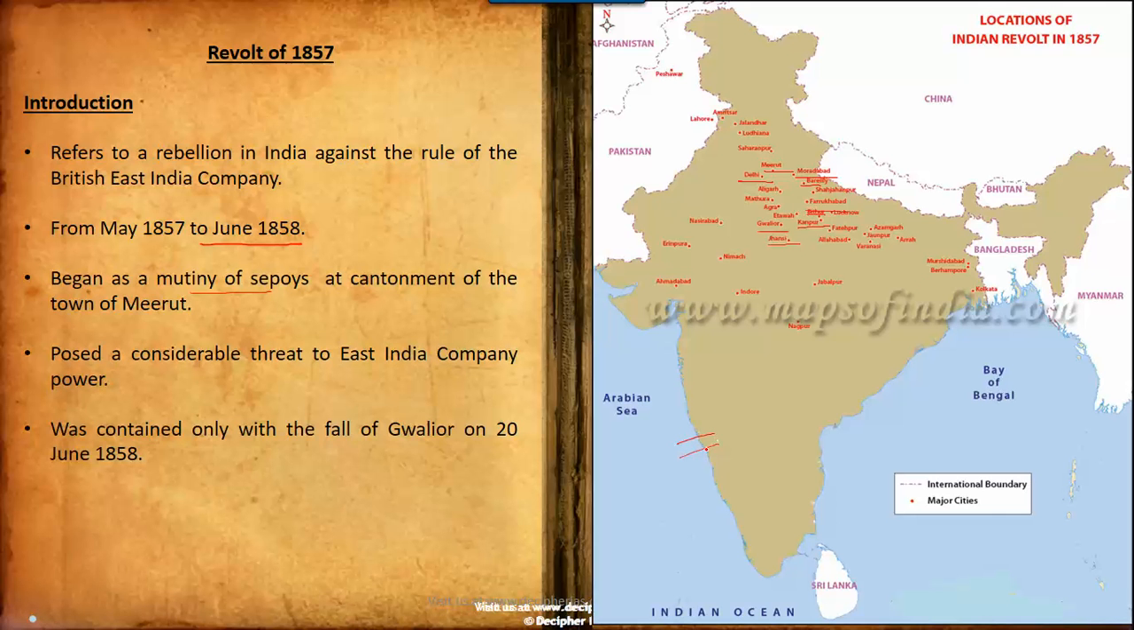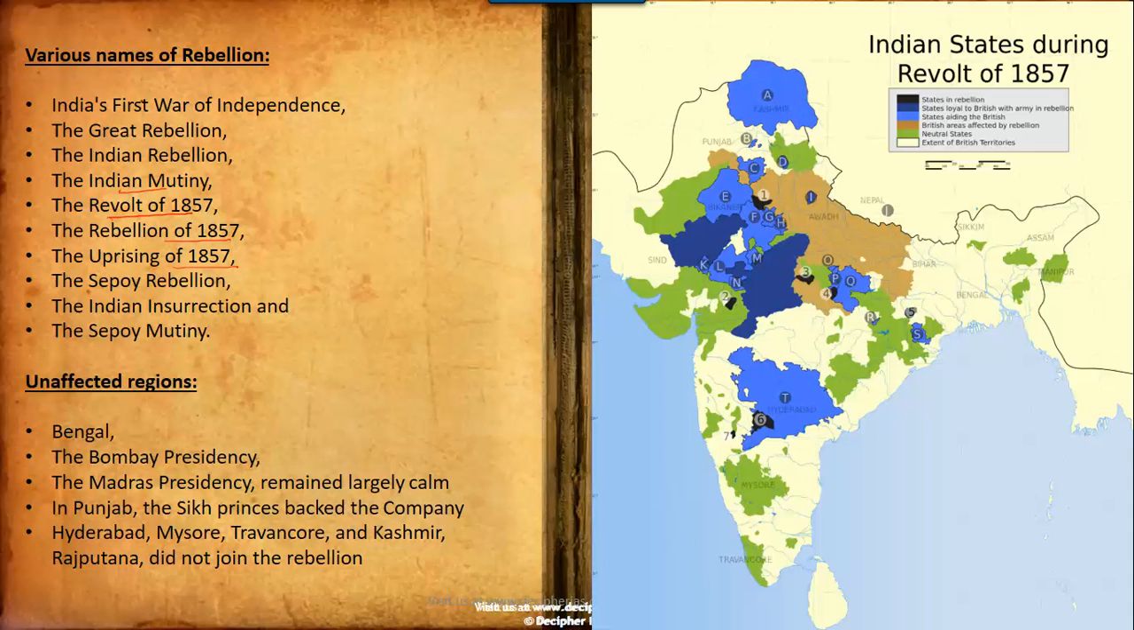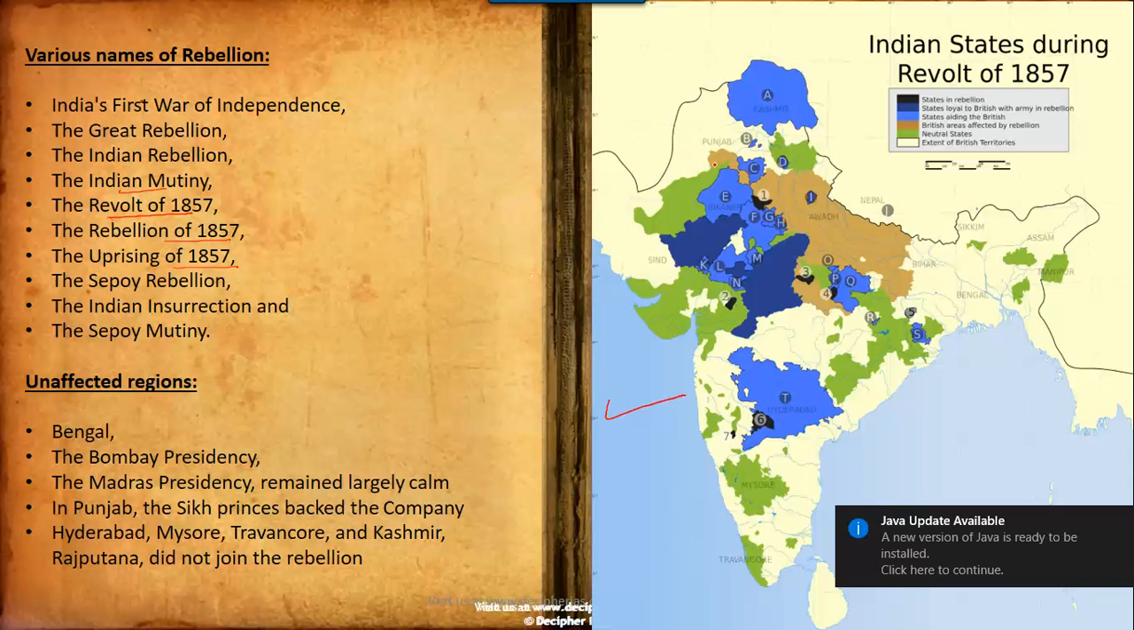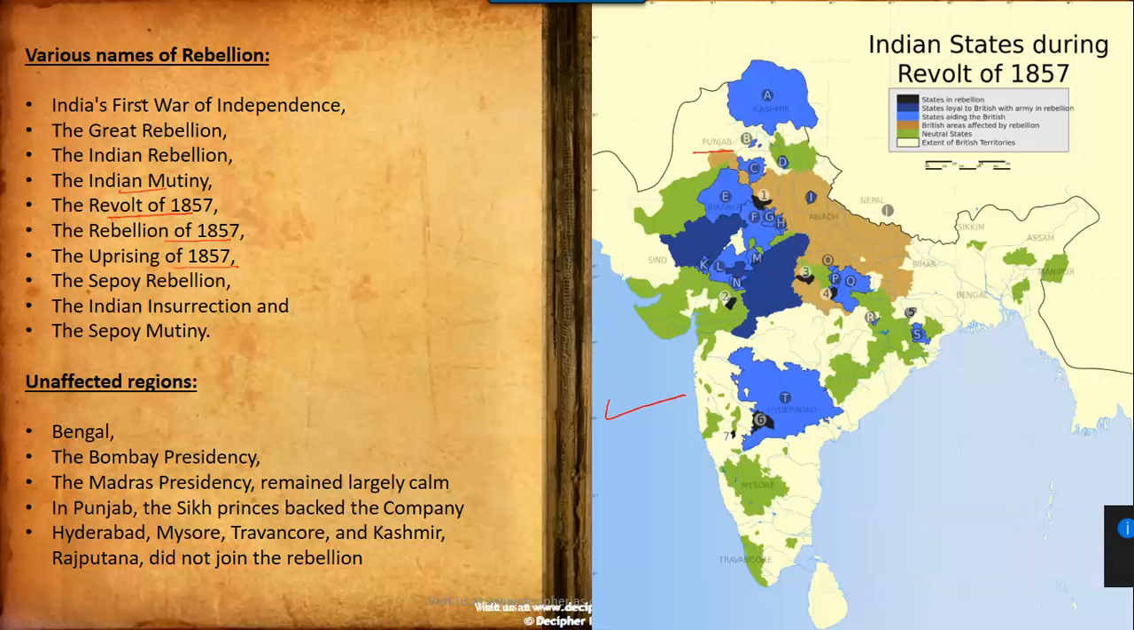But there were also areas which were totally, or partially, immune from this rebellion. Moving further, as you can see in the given map here, the other regions of company-controlled India, such as the Bengal, Bombay and Madras Presidencies, remained largely calm. In Punjab, the Sikh princes backed the company by providing soldiers and support.